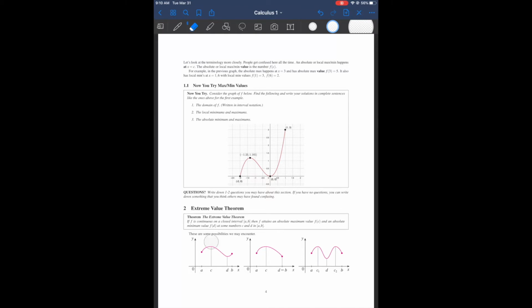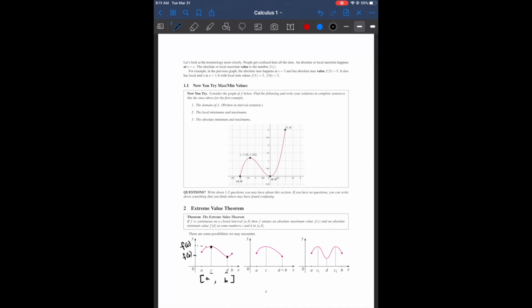These graphs are some examples of situations you might get into. The first one is defined on the closed interval from a to b, and you can see this is a continuous graph. There are no breaks, no holes, anything like that. So an absolute maximum happens here at c, and the value is f of c, and an absolute minimum happens here at d, and the value is f of d. One thing I want to point out is that both c and d happen inside of the interval from a to b. They live somewhere inside of that interval.